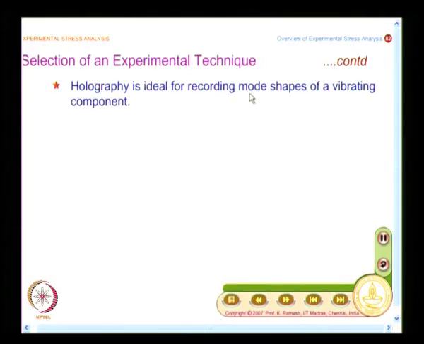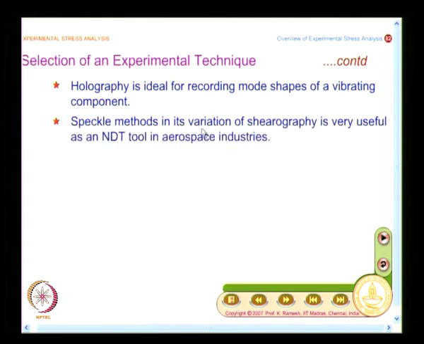The moment you think of vibration, holography is an ideal choice. I do not know whether you have done some experiments in your laboratory. When you want to find out the mode shape, you would normally sprinkle sand or lycopodium powder on a flat object. As long as I am working with a flat plate of different shapes, I can do the analysis with sand or lycopodium powder and find out the nodes.